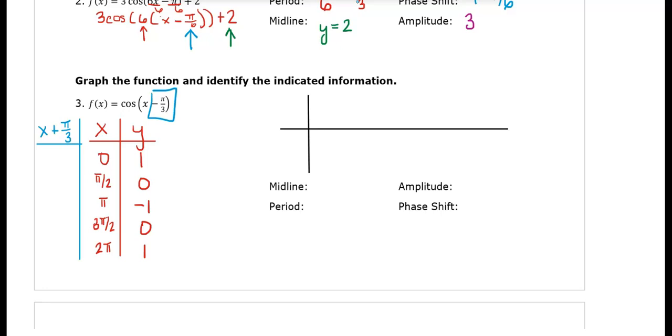So I'd pull out my handy calculator and go 0 plus pi over 3. Hope you don't need a calculator for that. That would get you pi over 3. But then next you have pi over 2 plus pi over 3, and that will get you 5 pi over 6. And then we'll do pi plus pi over 3, and that gets you 4 pi over 3. And then 3 pi over 2 plus pi over 3 will get you 11 pi over 6. And then 2 pi plus pi over 3 will get you 7 pi over 3.